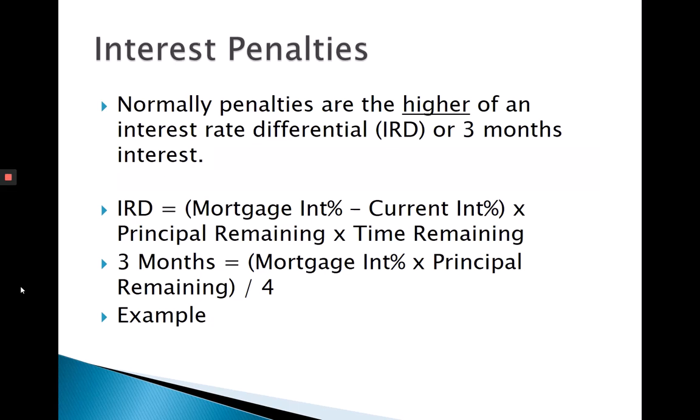The simpler of the two is 3 months interest. So it is just literally the percentage interest rate times the balance that you owe divided by 4, or if you prefer to think of it, times 3/12, which is the same thing as dividing by 4 in order to get 3 months interest. So let's look at an example.